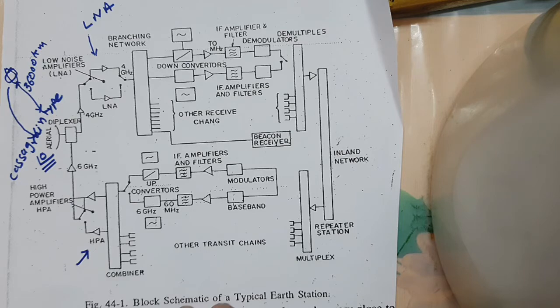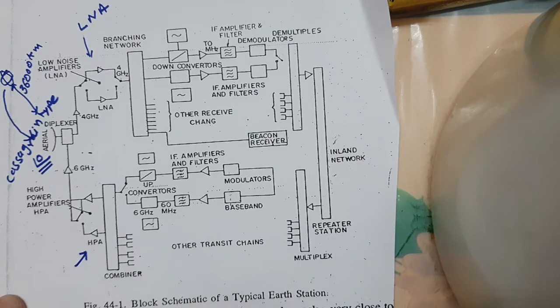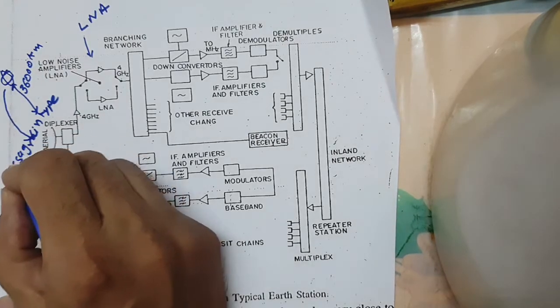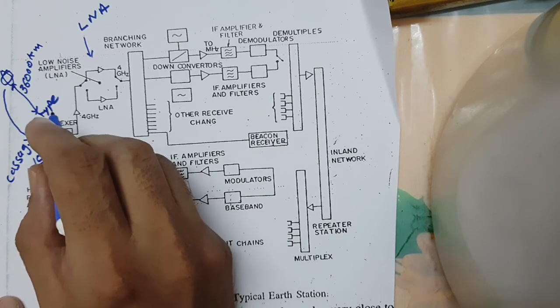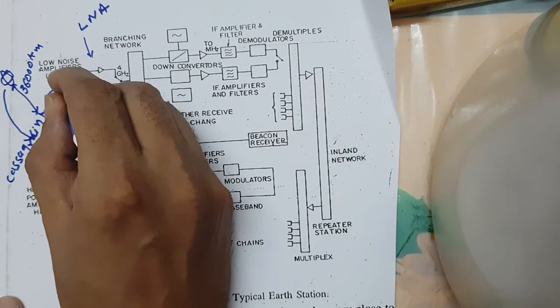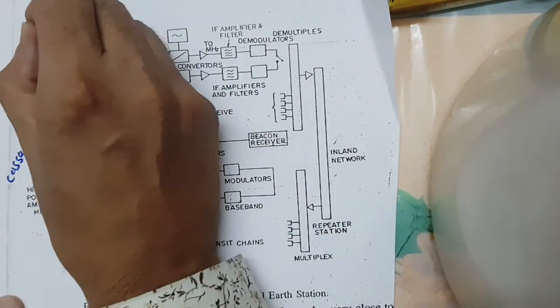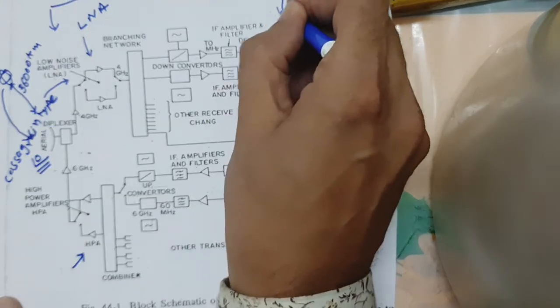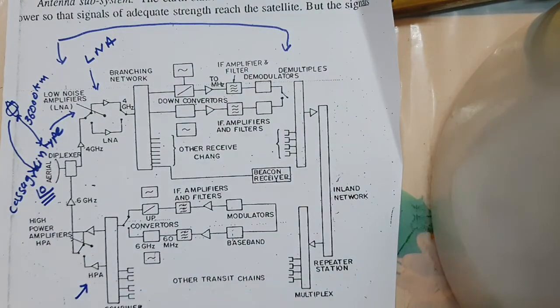Moreover, the antenna should aim very accurately at the satellite. This requires an antenna tracking system capable of maintaining tracking errors to less than 0.02 degree. This is the type of antenna we are using. This is our Cassegrain type antenna, which receives the signal from the satellite and also transmits. This is our transmitter chain, and this is our receiving chain.